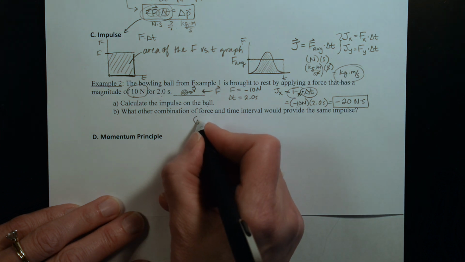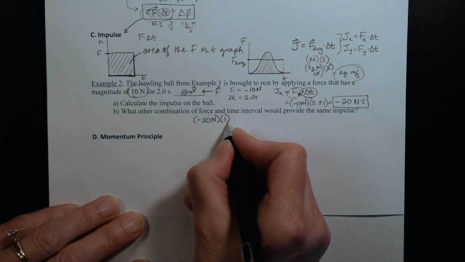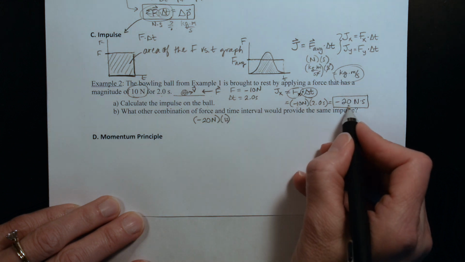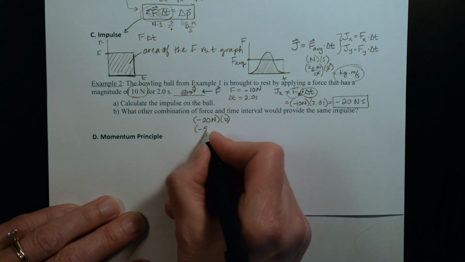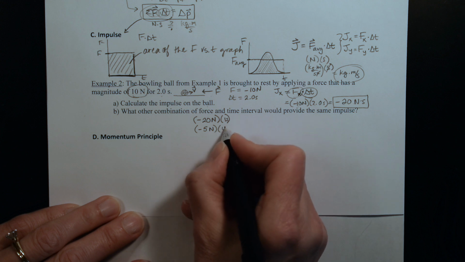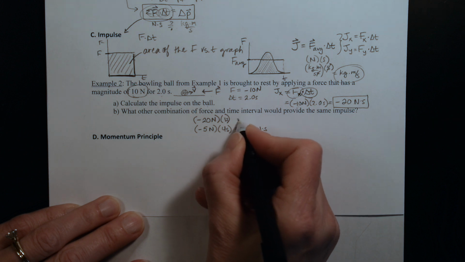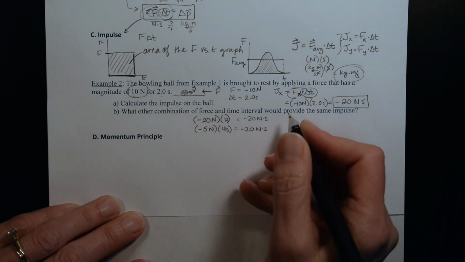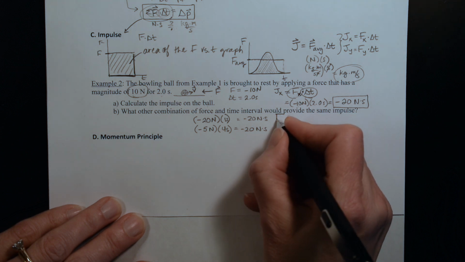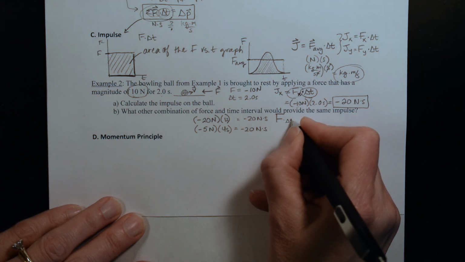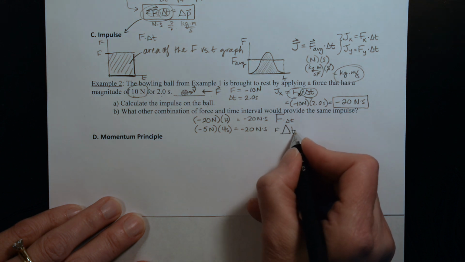What if we had a bigger force, so 20 newtons in the negative direction? It would have to act for 1 second to give an impulse equal to this. Or what if you have a smaller force, maybe -5 newtons? It would have to act for 4 seconds to get to -20 newton seconds. So you can see that to get the same impulse, you could have, for example, here, a large force multiplied by a little time, or here we had a small force multiplied by a large delta t.